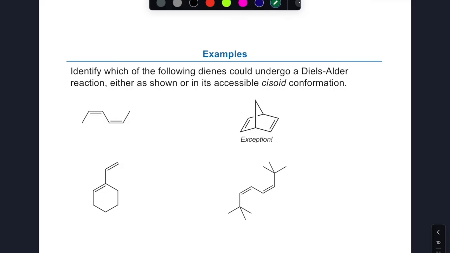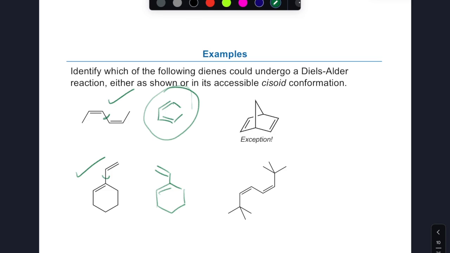So here first, we have rotation here that's possible. We could redraw this in its cissoid conformation. It gets a little crowded, but that's possible. So this one's yes. That one can adopt a cissoid geometry, which means it can do a Diels-Alder reaction. It'll just be from this specific conformation. Over here, once again, we can rotate this bond. That would end up into our cis-type geometry. So we could end up looking like this. So yes, that one's possible as well.